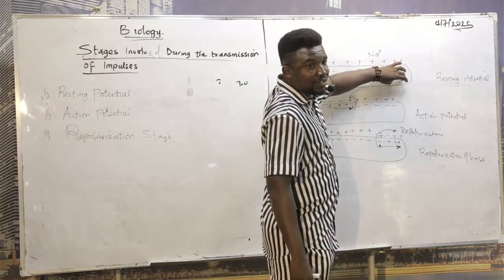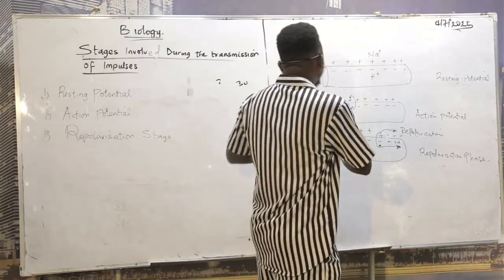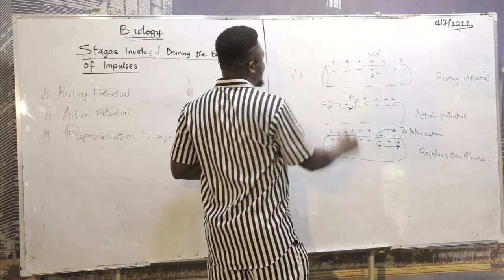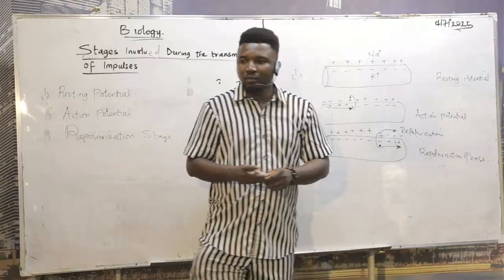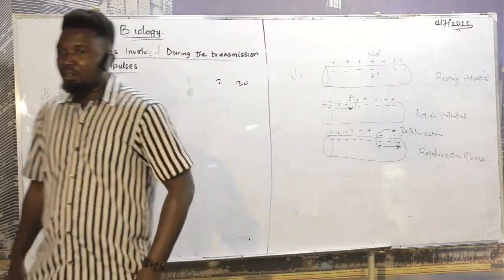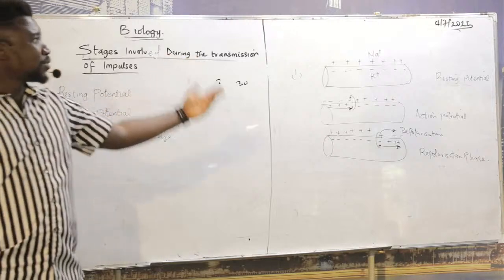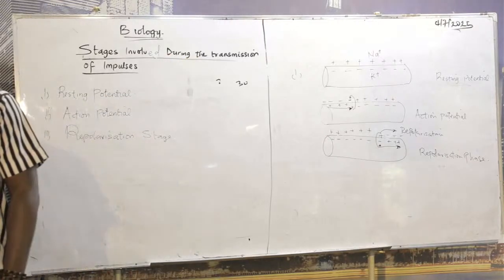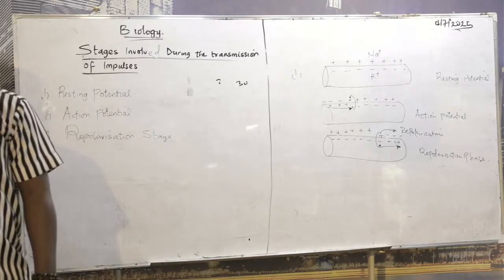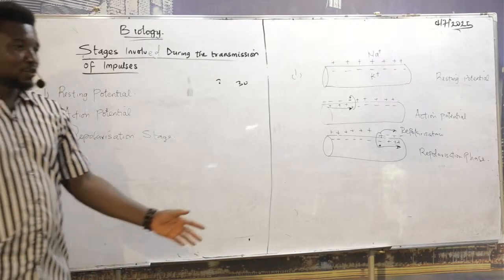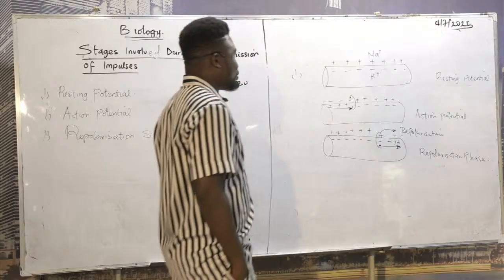So draw this. Do only this one for the resting potential. Is it the sodium and potassium? You will know now. With the drawing, make sure you put the potassium and sodium.